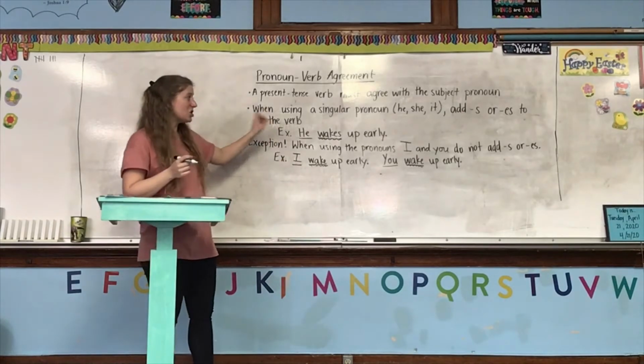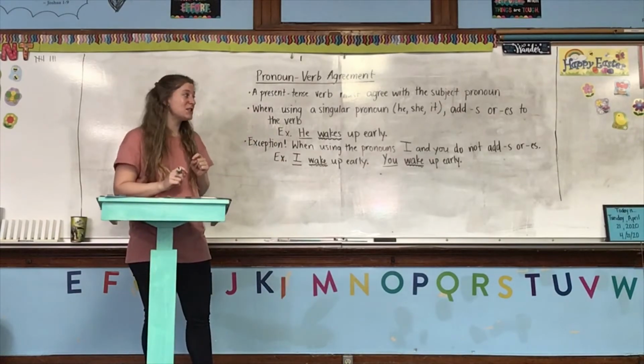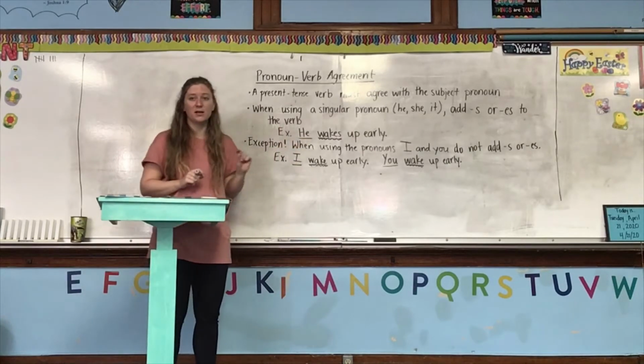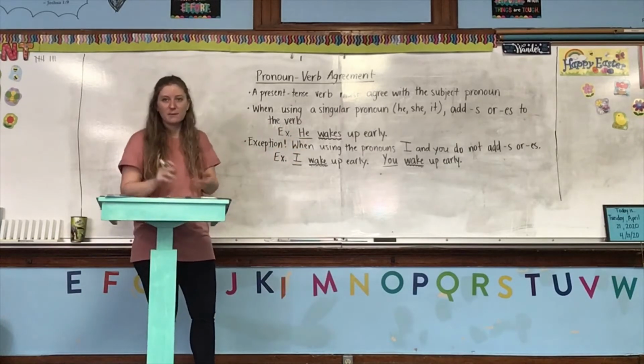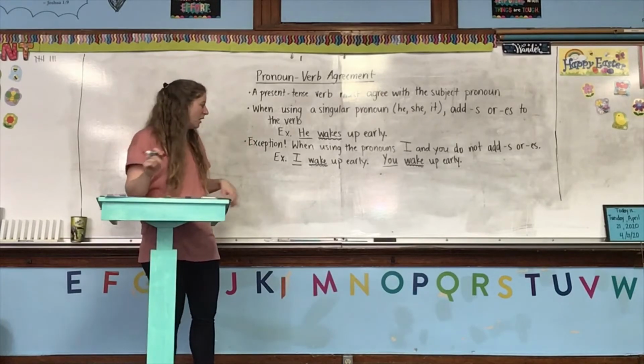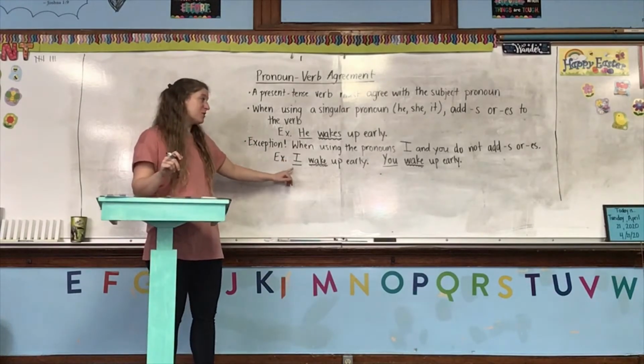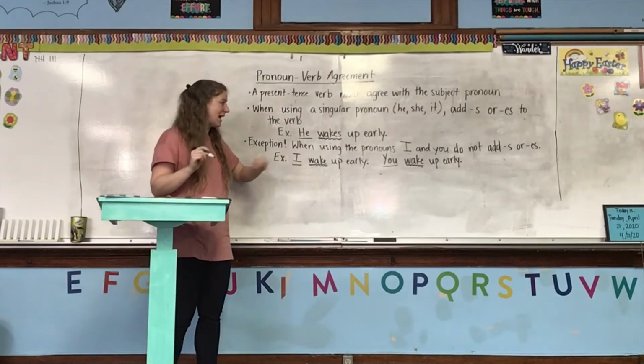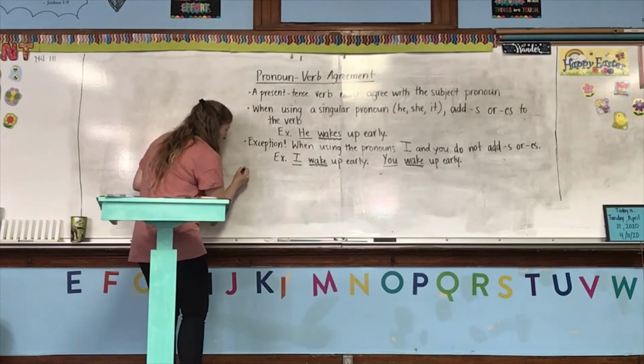So, he, she, and it, you do add S or ES to the end of the verb. He wakes up early. She wakes up early. It wakes up early. Maybe I'm talking about a dog or a bird. But if you use I or you, even if you're only using them to talk about one person, you do not add an S.